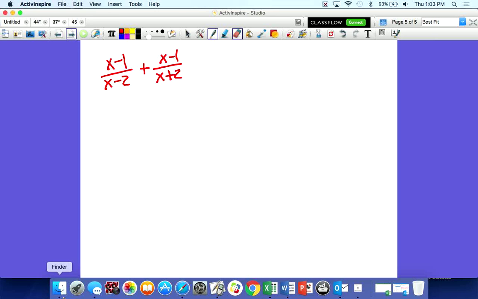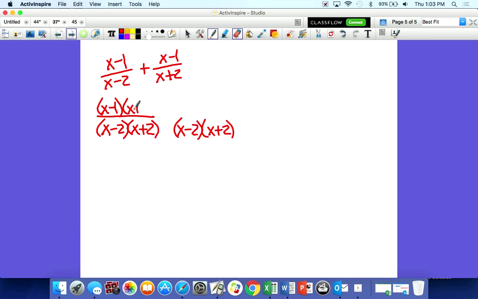Alright, your job now, we gotta have common denominators. Well, that means that we're gonna multiply these two together. X minus 2 times x plus 2 for both of them, and I'm gonna write them both out this time. Okay, what do we have to multiply this by to get that? We gotta multiply by an x plus 2. So we've got x minus 1 times x plus 2 plus, how do we change this into that? We're going to multiply at the top by x minus 2.